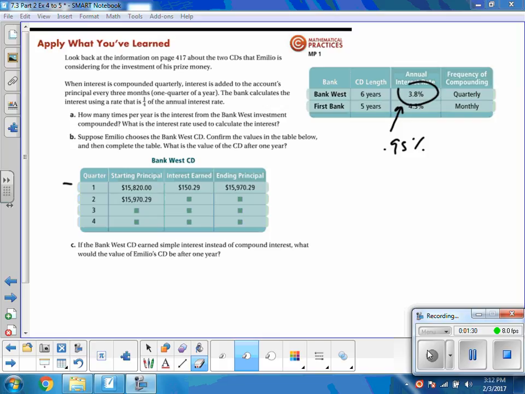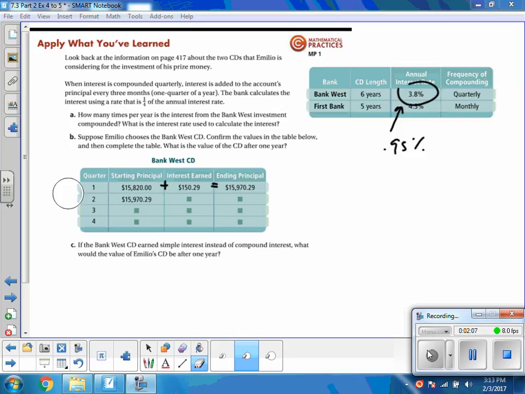So for the first quarter, our money is put in at 15,820, and the interest is earned by calculating 15,820 times, actually it's not 0.95 because that's the percent. It's times 0.0095, and you end up with $150.29. And I tack that on, and I end up with $15,970 because it's the starting principal plus the interest, and that's my ending principal.